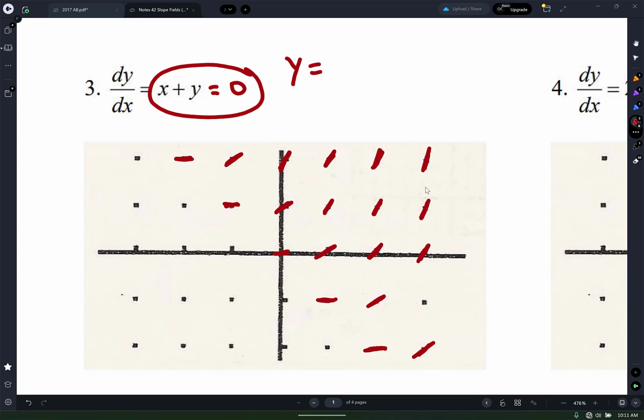Negative 1. So this one has a slope of negative 1. Oh, yeah. This is going to be a nice line. All right. Check it out. I love this one. This is going to be awesome.